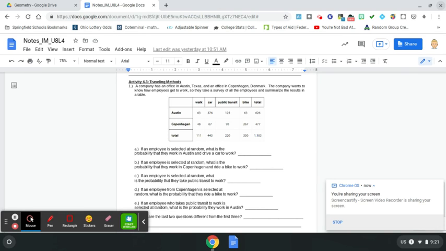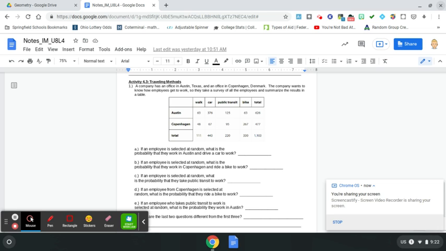Take a look here. Activity 4.3, traveling methods. A company has an office in Austin, Texas, and an office in Copenhagen, Denmark. The company wants to know how employees get to work, so they take a survey of all the employees and summarize the results in the table. So with this table, we can see along that first column, it is based on their location, and the top row shows all their different methods of transportation for getting there.